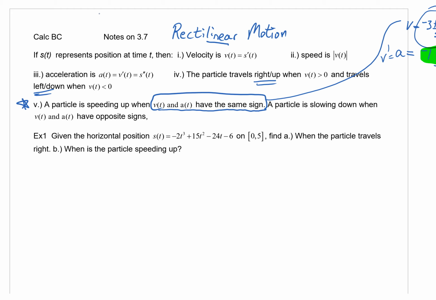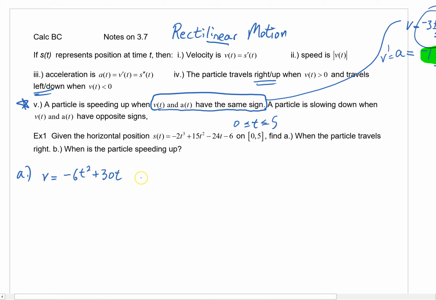For example 1, it says, given the horizontal position s of t equals negative 2t cubed plus 15t squared minus 24t minus 6 on this interval, this is really saying that t is only between 0 and 5, right? When is your particle traveling to the right? Well, let's take a derivative. V, we'd get negative 6t squared. Bring down the 2 here, we'd have a 30t. And then the derivative of negative 24t is just going to be negative 24.